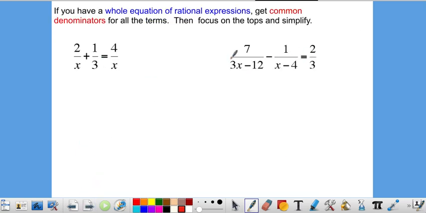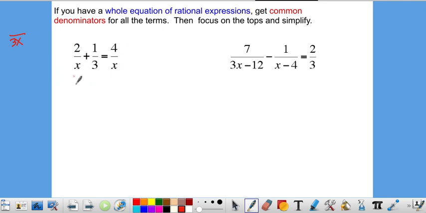Where it can be a little more difficult is where you don't have that initially, but what we're going to want is to get to that thing. So if you have 2 over x plus 1 over 3 equals 4 over x, our mini goal before we solve is to get all of the denominators equal to the same thing. So our least common multiple of x and 3 is 3x. So we're going to get all of these with a denominator of 3x.